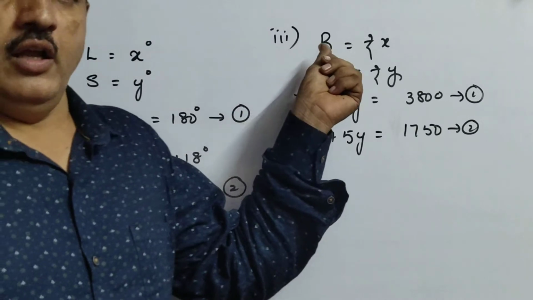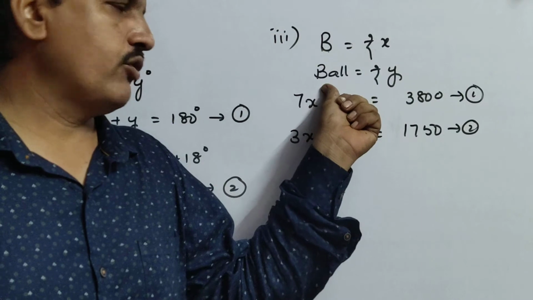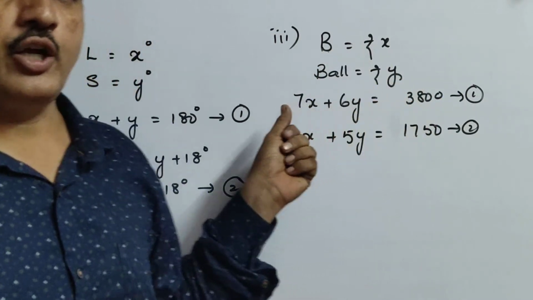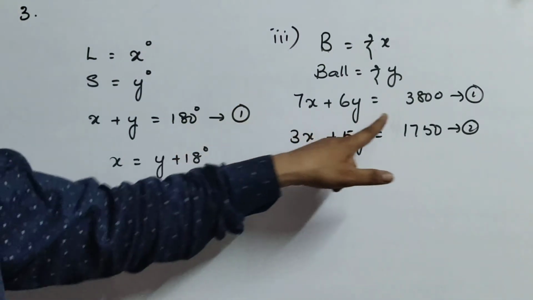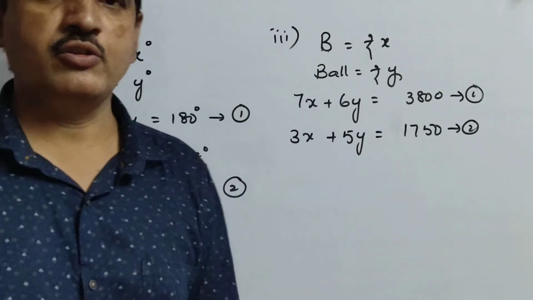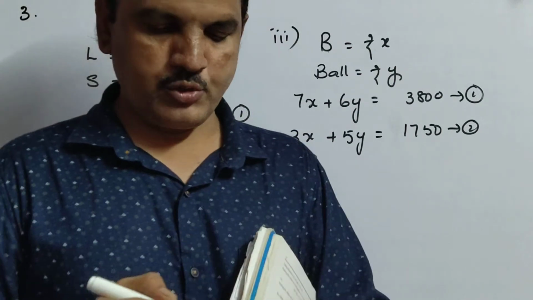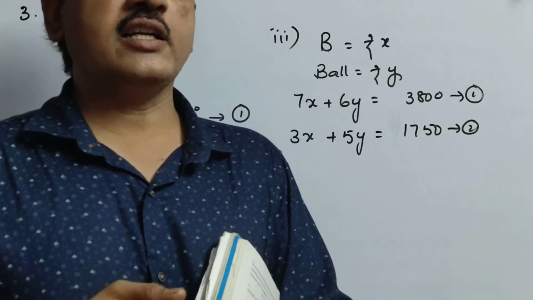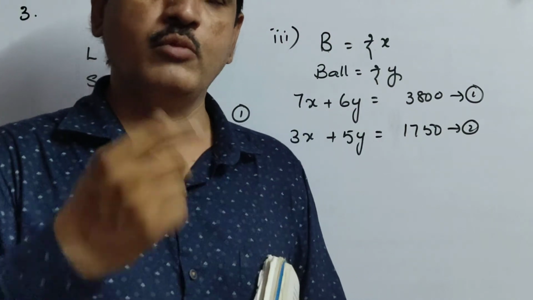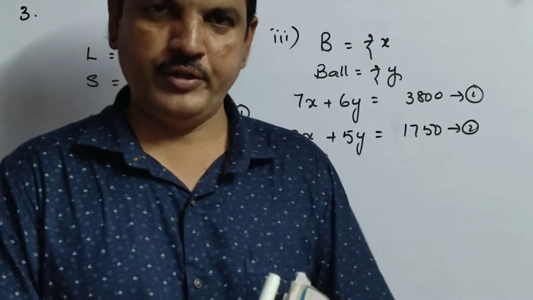Let the cost of one bat equal x rupees and the cost of one ball equal y rupees. According to the problem, 7x plus 6y equals 3,800 and 3x plus 5y equals 1750. Now solve these equations by the substitution method. See children, why am I not doing the calculation? Because the calculation we are not going to do here, you have to do it in the examination. So learn more, practice more. If you do more practice of calculation, it will be very helpful for you.